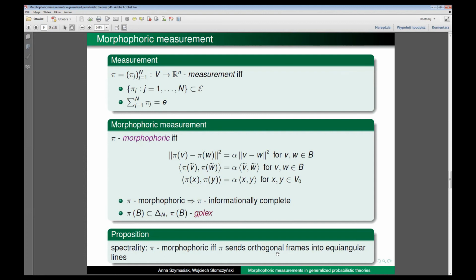Okay, now a fresh question. Might it be, and this is hypothetical, that of all GPTs, quantum theory is the only one that has a morphophoric map that would demand SIC existence? Might it be that quantum theory is the only one for which there's a morphophoric map that uses the full dimension of the simplex? Or do you have a counterexample?